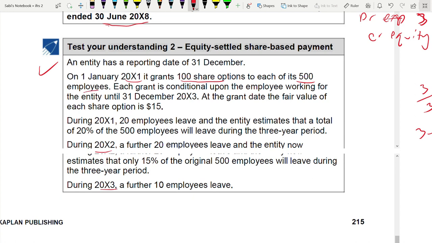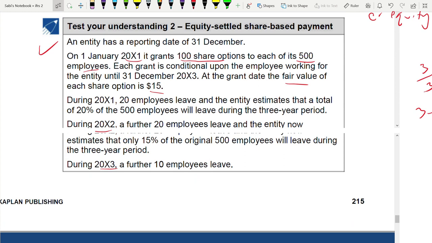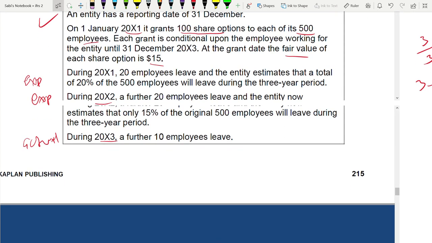They will give you the fair value at the grant date, which is 15. Now they will give you the employees expected to leave and those that actually leave. But for 2001 and 2002, you have to work on the expected figure. Only for 2003, that is your vesting date, use the actual figure, the employees actually leaving. Those who stay will get the options. So now, this is how you work for 2001. Follow what I'm doing on the screen right now.